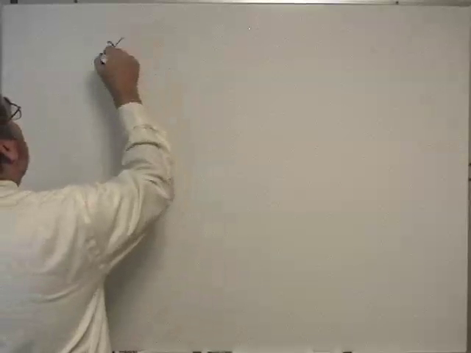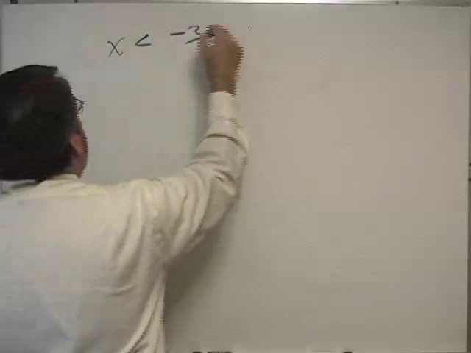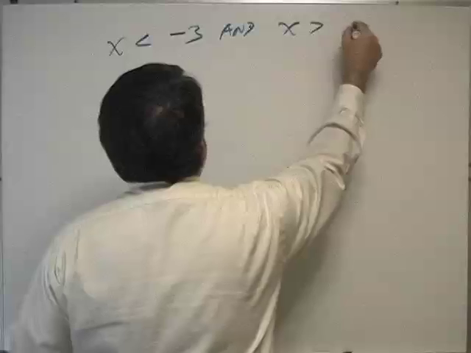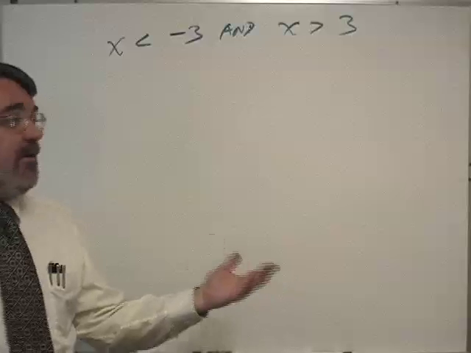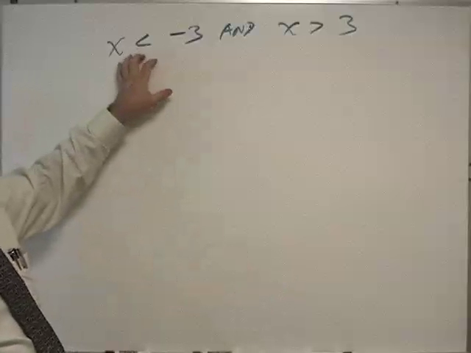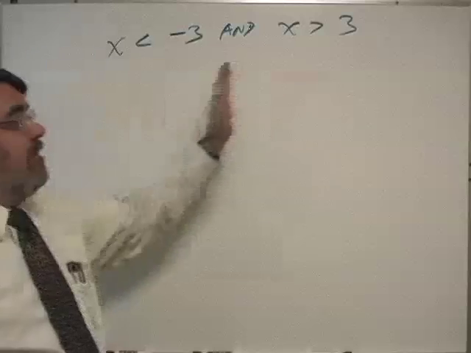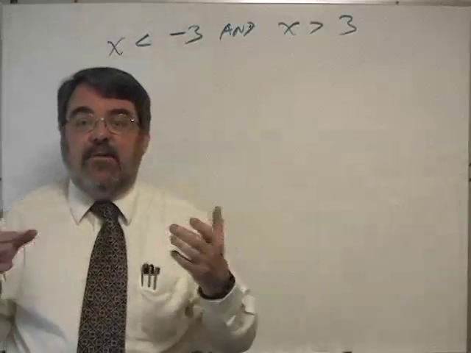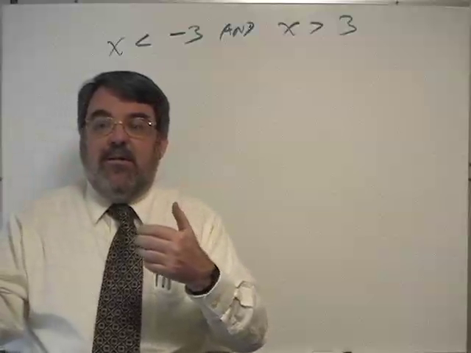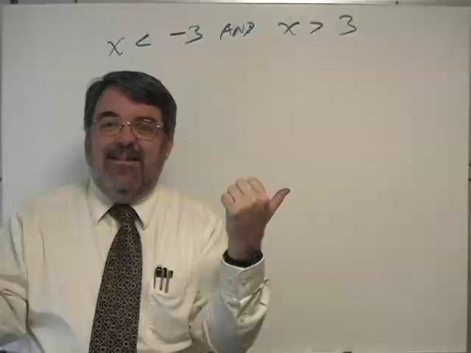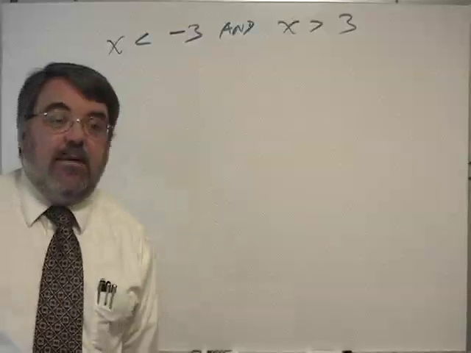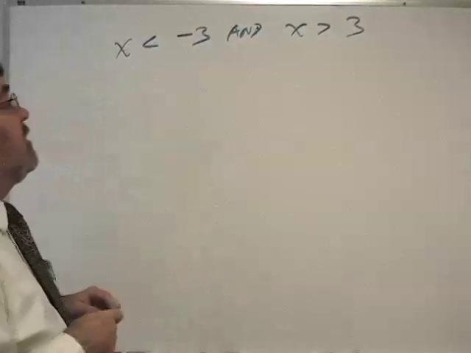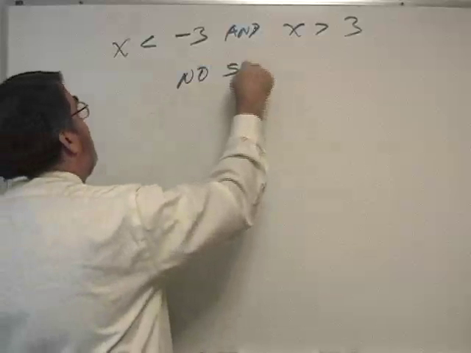All right, so let me give you one more quirky one. Suppose you had x is less than -3 and x is greater than +3. Does anything satisfy this inequality? Well, this describes numbers to the left of -3 and also to the right of +3. Do you know of any numbers that are both less than -3 and also greater than +3? There are no such numbers. And so this set has no solution. The set is empty. And so I would write no solution.